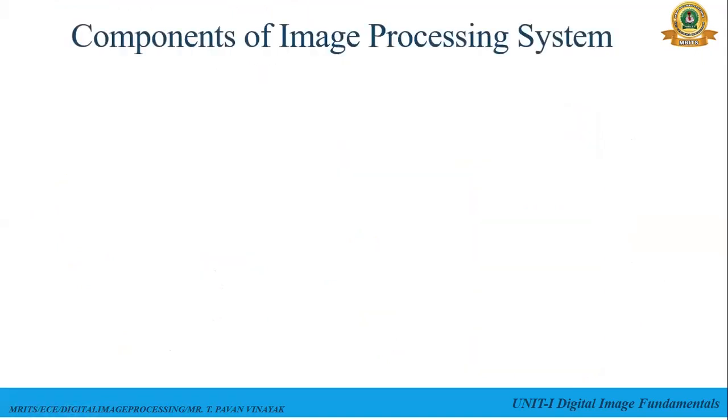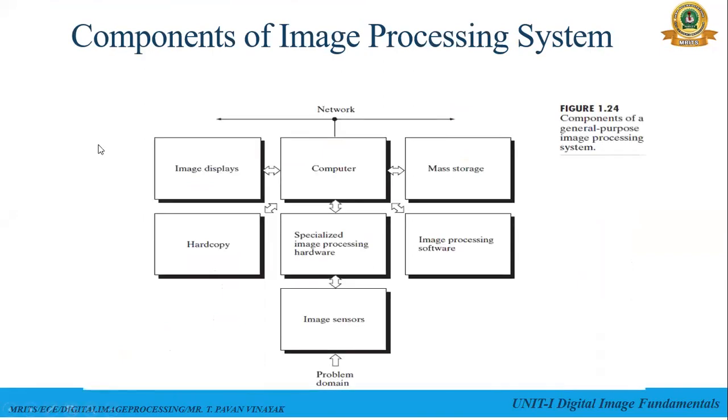So we now know the fundamental steps, how we process the images. Then what are the components required for image processing? To perform image processing, we require some hardware and some software, right? So these are the components required for image processing.